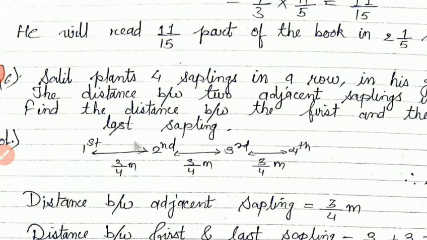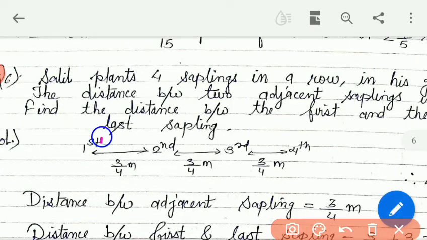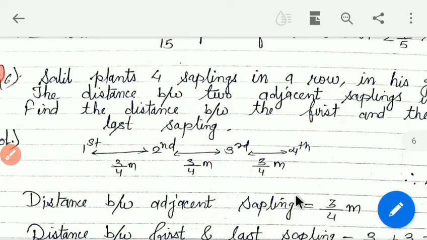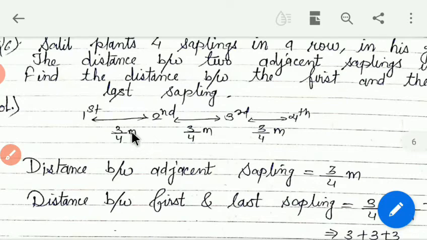Now we have to find the distance from first to last sapling. Means how much distance will be there? It means you have to add all the 3 distances. Means first to second, second to third and third to fourth. So directly also we can find. So distance between adjacent saplings. Adjacent means the near one. First and second, second and third, third and fourth. So the distance between adjacent saplings is 3 by 4 meter.